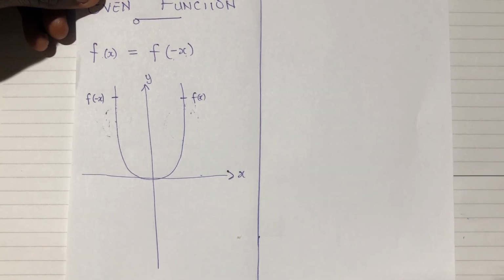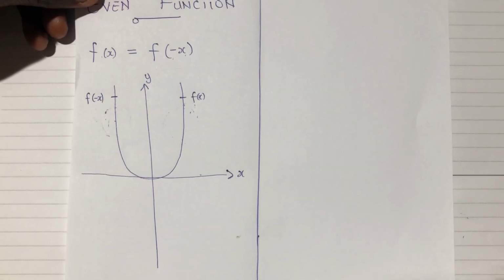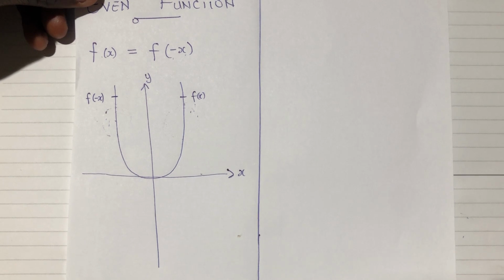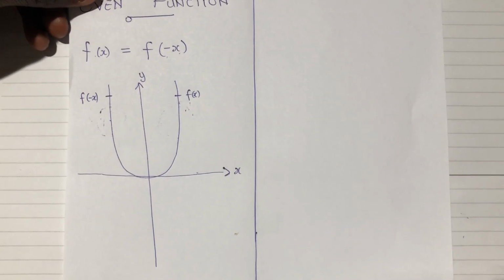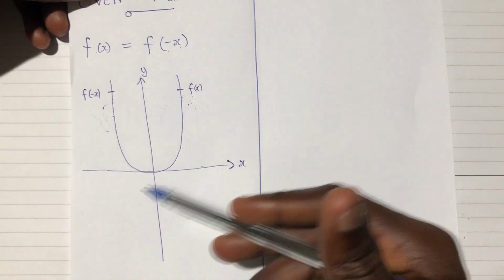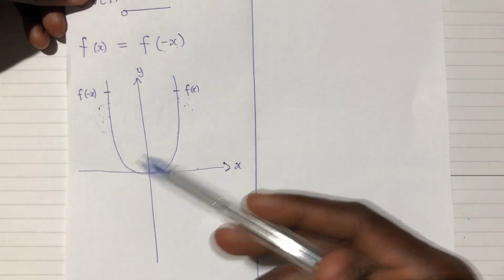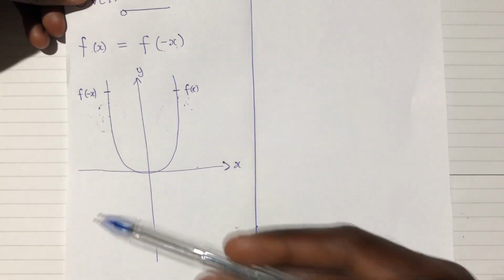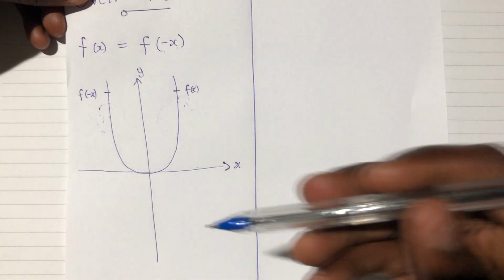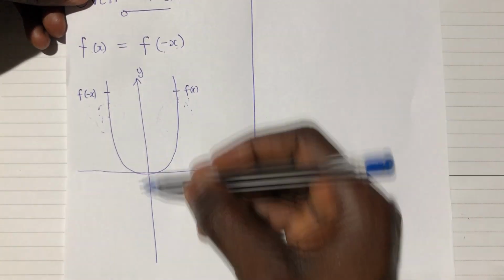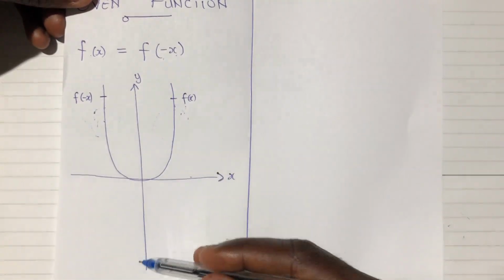Read up on symmetric graphs online to understand what I am talking about if you still have problems understanding the diagram I have here. So we are saying that an even function has a graph that is symmetric in nature with respect to what we call the y-axis.